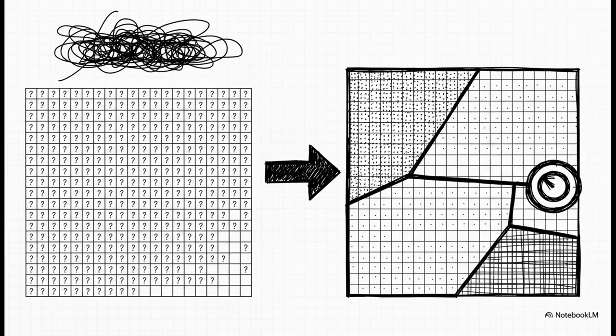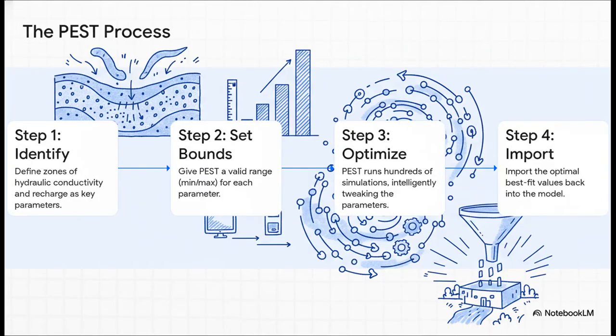A common way to do this is by grouping cells into zones with similar properties. So here's how it works. First, we identify the key parameters to adjust, like defining zones of hydraulic conductivity. Second, we have to set some boundaries, giving PEST a valid range for each of those parameters. Third, we just let PEST do its thing. The software runs all these simulations, intelligently tweaking the parameters. And finally, it provides us with the optimal parameter values, which we then import right back into the model.